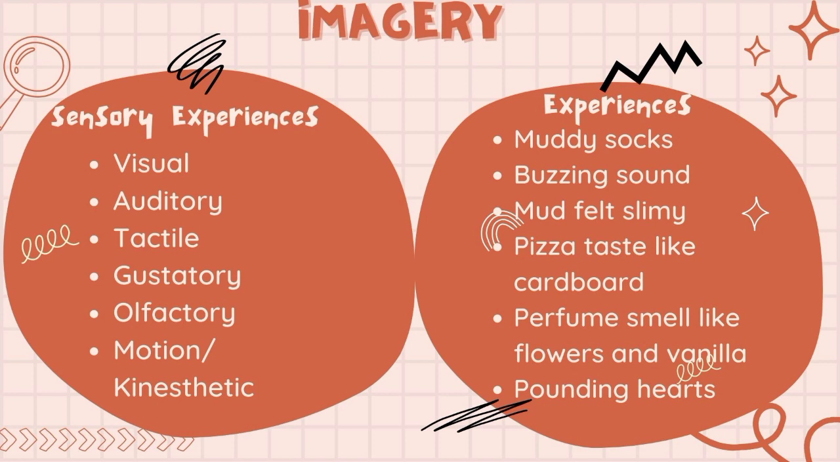Let's take a look at these examples. On this side, you can see the sensory experience, and on the other side are the experiences. The first one is visual. The example is muddy socks. You can see muddy socks, right? And auditory, it's a buzzing sound. You can hear the buzzing sound.